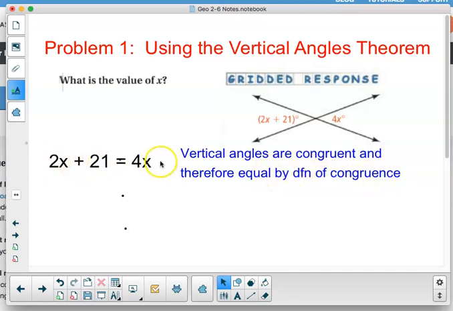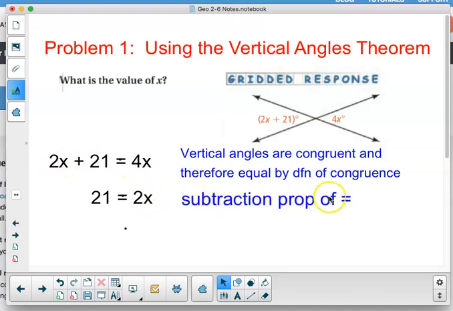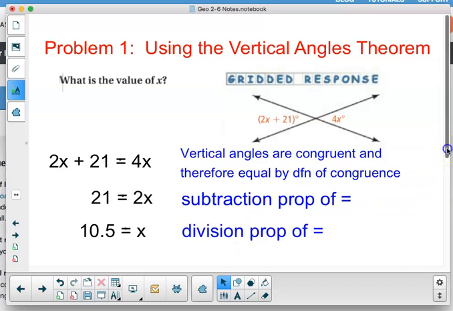Now, at this point, I'm in algebra land. I get to subtract 2x from both sides, and I have 21 equals 2x. I subtracted, so that's the subtraction property of equality. Remember, I'm working in equality, and that's why it's a property of equality that we can look for as our reason. Now I'm going to divide by 2 here, and I find that I have 10.5 equals x. That's the division property of equality.